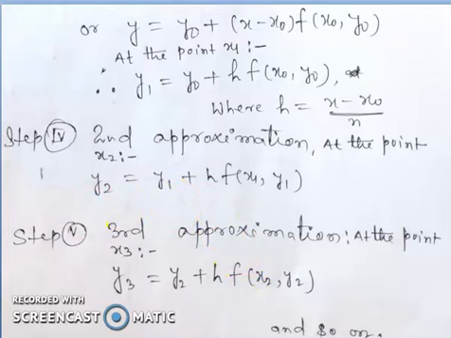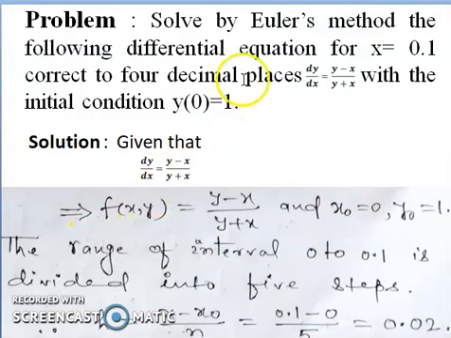Let us consider a problem. The problem is: solve by Euler's method the following differential equation for x equal to 0.1 correct to 4 decimal places, dy by dx equal to y minus x divided by y plus x, with the initial condition y of 0 equal to 1, meaning x0 equal to 0 and y0 equal to 1.